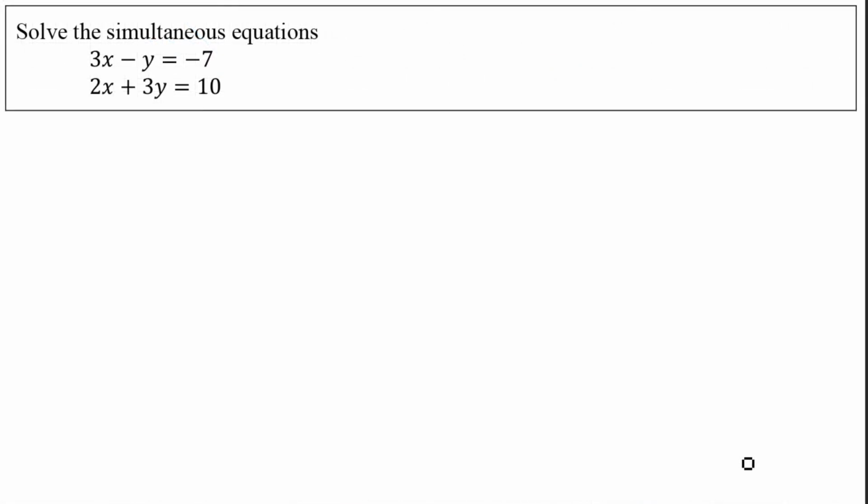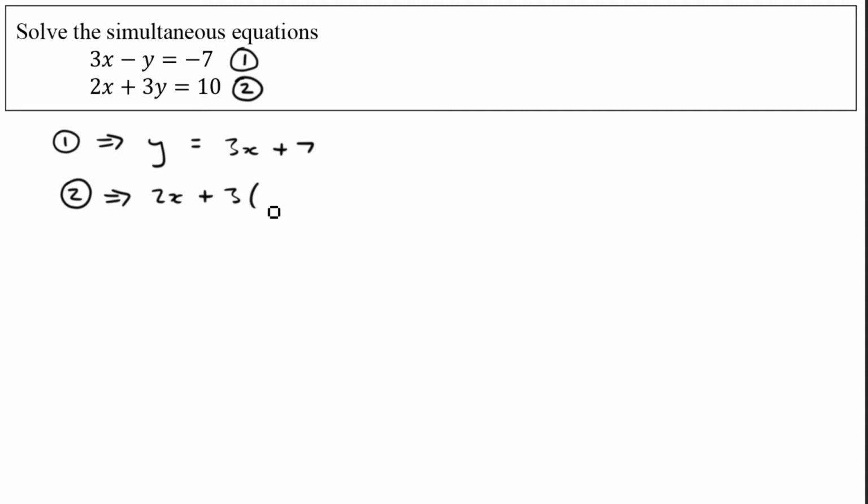In this example, we have the simultaneous equations 3x subtract y is negative 7, let's call that equation 1, and 2x plus 3y is 10, let's call that equation 2. So let's solve them first of all by substitution. Equation 1 can be rearranged so that it is y is 3x plus 7. If we then substitute that into equation 2, we get that 2x plus 3 lots of 3x plus 7 is equal to 10. So now we just have to work on this until we have a value for x.